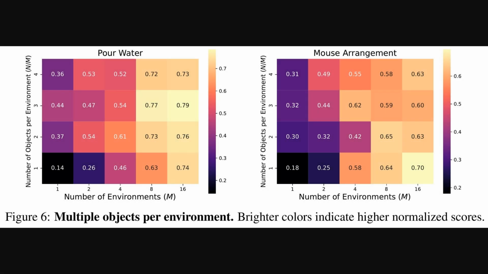Alright, so we've seen that more unique environment object pairs boost performance. These next 2 heat maps, for pour water and mouse arrangement, dig deeper into data diversity for imitation learning. Imitation learning is teaching robots by demonstration, like showing someone a task. The horizontal axis shows different environments, the vertical objects per environment. Brighter colors mean a better normalized score. This really highlights that increasing environment diversity is key for strong zero-shot generalization. That's the robot succeeding in totally new situations it hasn't been explicitly trained for, showing the importance of varied training.